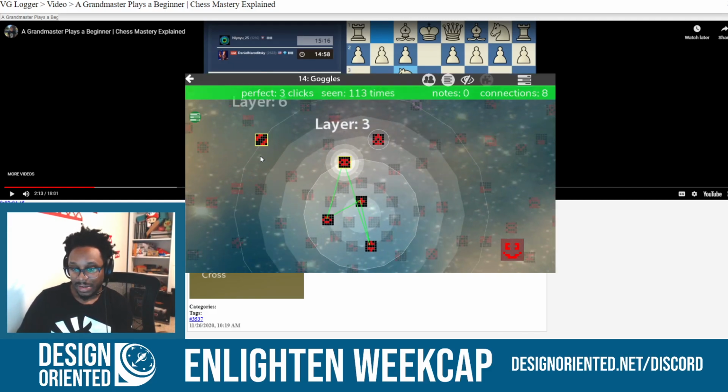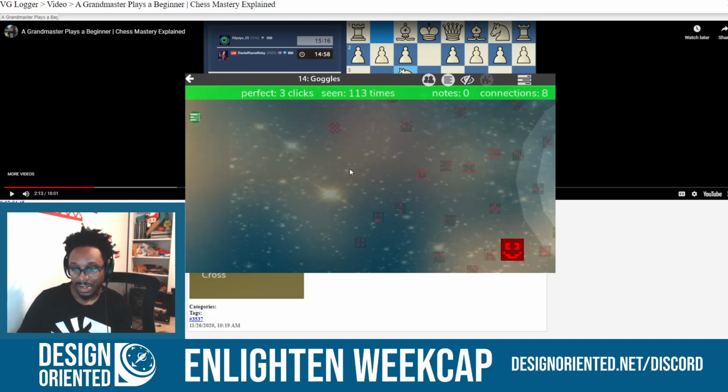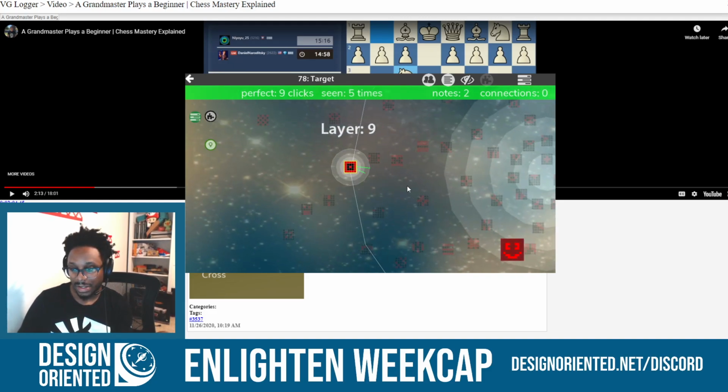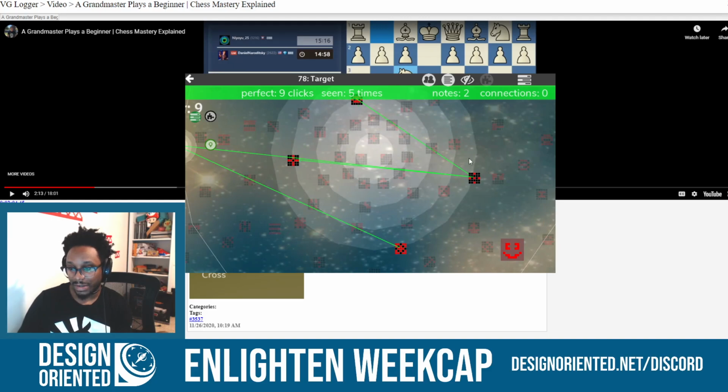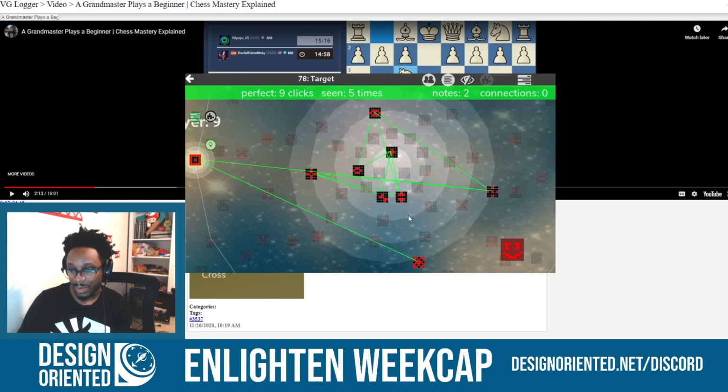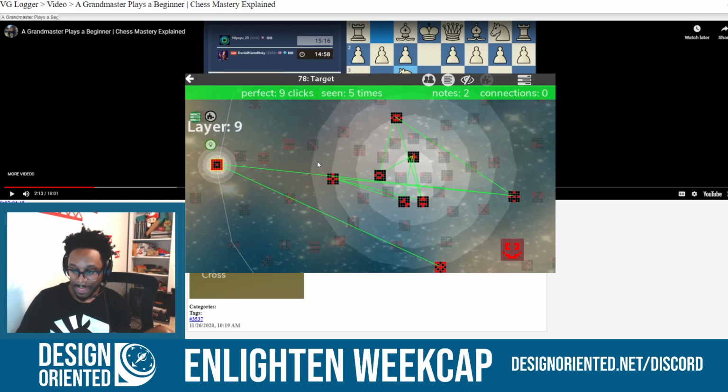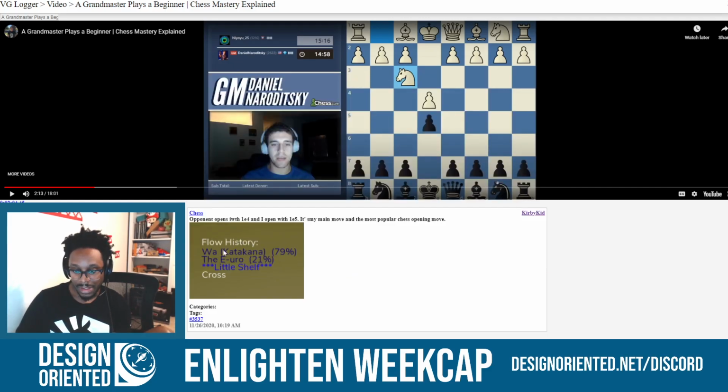When you're solving in this game, you can efficiently solve from one shape to get to the other, and the game keeps track of those connections and draws them for you to help you remember what you've done and how to learn and how you can move through the board. These connections are what the flow history is. It only shows you connections that you've actually made, and then it also shows you the percentage that you go from one to the other. So I go to katana 80% of the time, and euro 21% of the time.